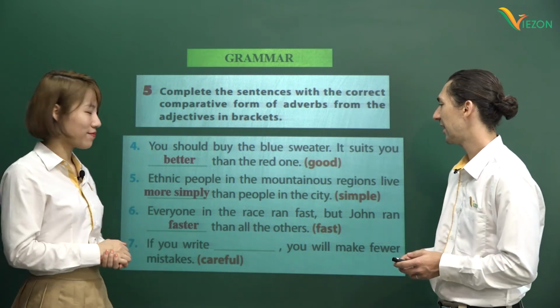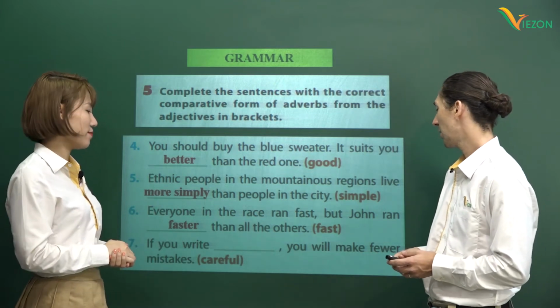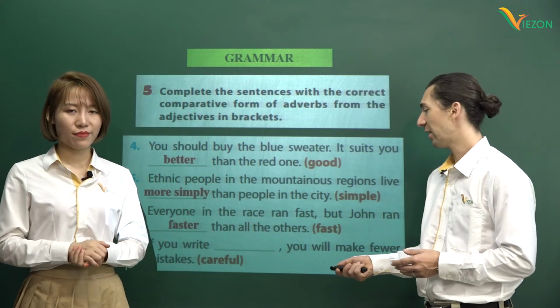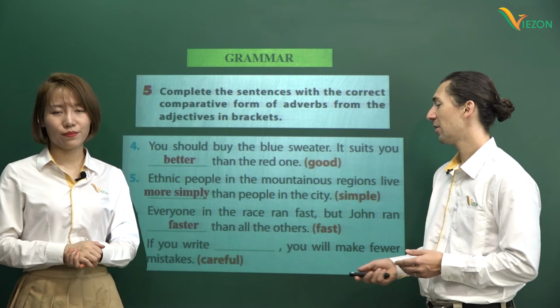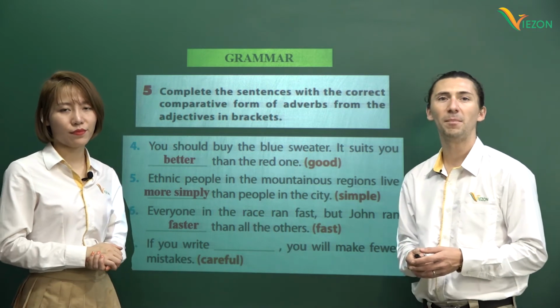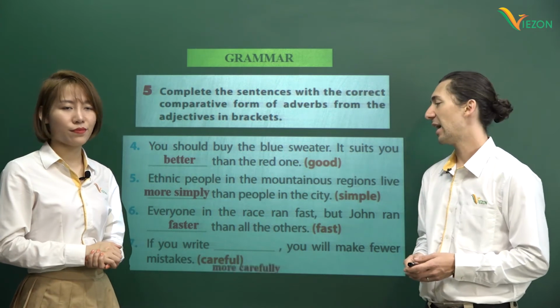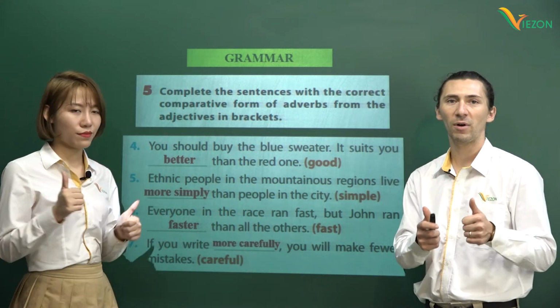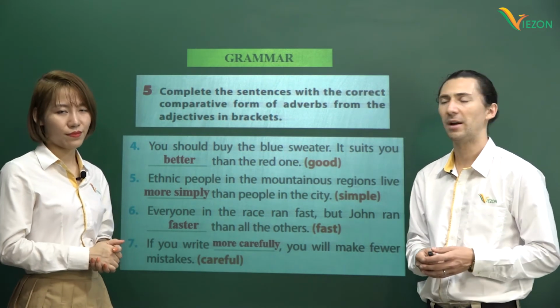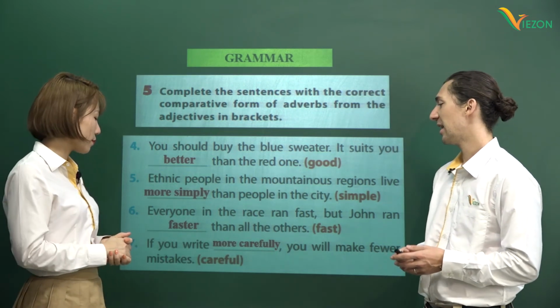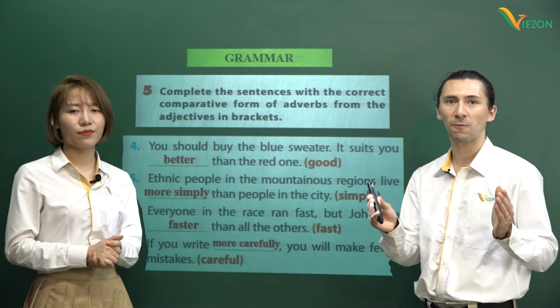All right, number 7 says, if you write, you will make fewer mistakes. And the word in bracket we have is careful. So how can we use careful as a comparative? If you said more carefully, you are correct. So let's go ahead and repeat that one more time. If you write more carefully, you will make fewer mistakes. All right, so this one is the long form.